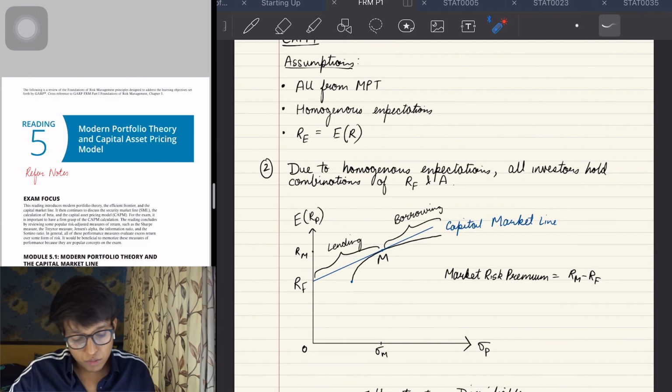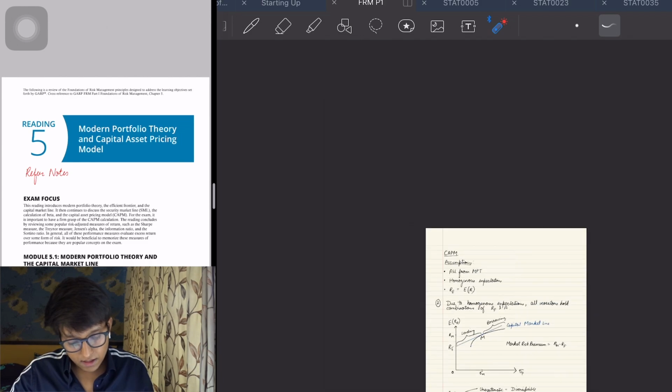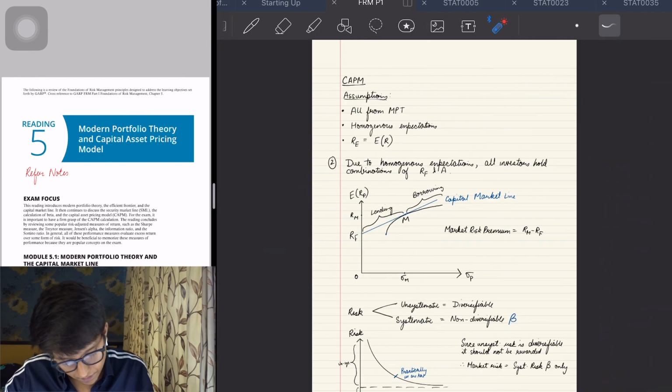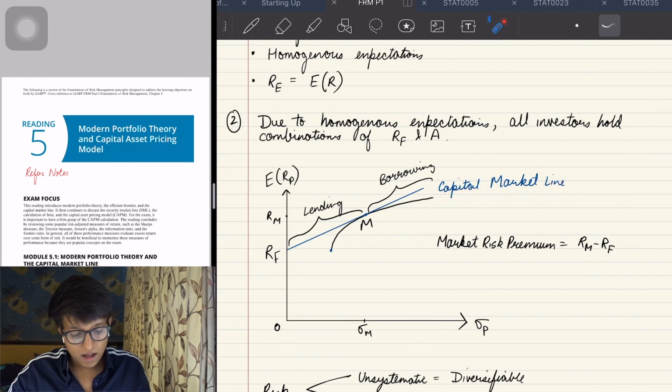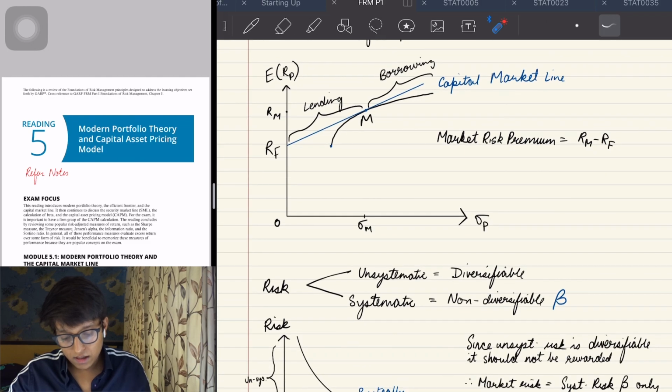So now, due to homogeneous expectations, everyone expects the same thing. So that asset A, we can write that as the market because everyone is expecting the same thing. So the capital allocation line becomes the capital market line. It's the same thing, the CAL becomes the CML. You change A into M. The others are almost virtually the same. And this difference over here is called market risk premium, which will be mentioned in some questions later on. So keep that in mind as well.